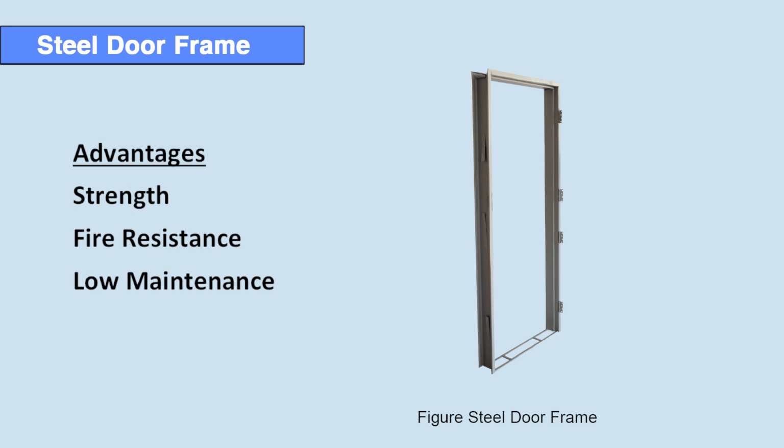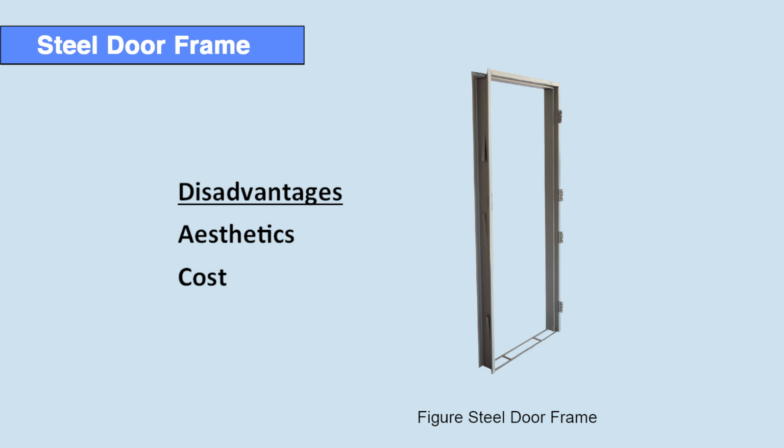Steel frames provide high structural strength and can withstand significant wear and tear. Next advantage is fire resistance. Steel has excellent fire resistant properties, making it suitable for buildings requiring fire safety compliance. Next is low maintenance. Steel frames are less prone to issues such as warping and cracking, and require minimal maintenance.